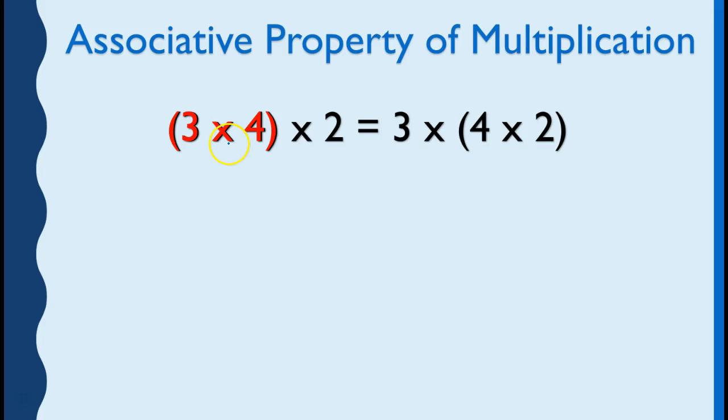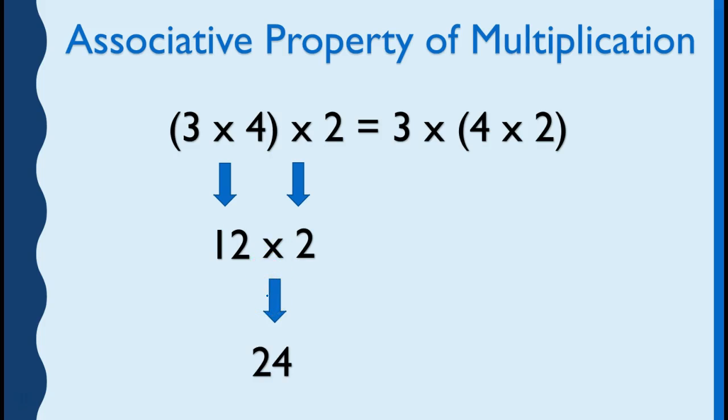Well, let's take a look. Does it matter if we do the 3 times 4 first or the 4 times 2? Is it going to make a difference? Let's try it. So 3 times 4 equals 12. And then I'm going to bring down times 2. 12 times 2 is 24. Okay, so we have that side done.